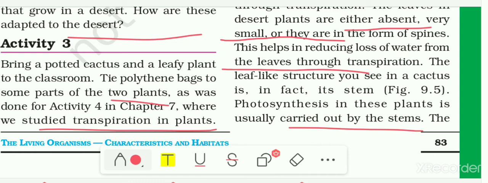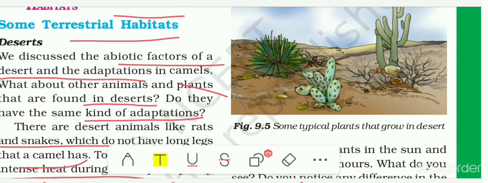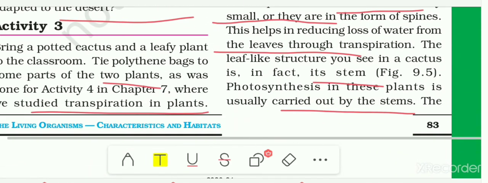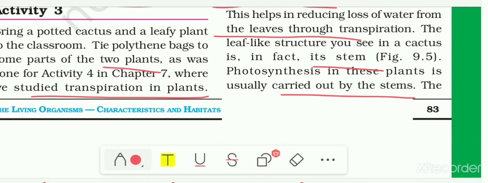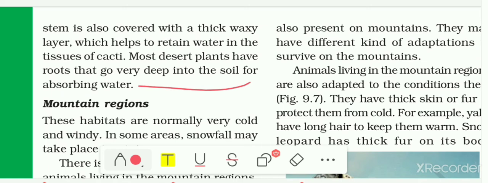And the leaf-like structure you see in the cactus plant is in fact its stem. What we are seeing in this cactus plant is the stem, not the leaves. Photosynthesis in this kind of plant is usually carried out by these stems. This stem is also covered with a thick waxy layer, which helps them to retain, or you can say hold, the water in the tissues of the cactus plant.